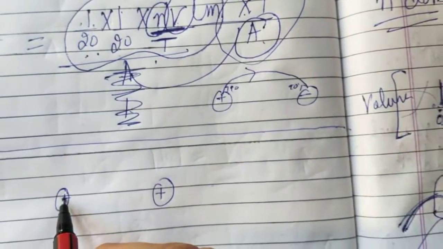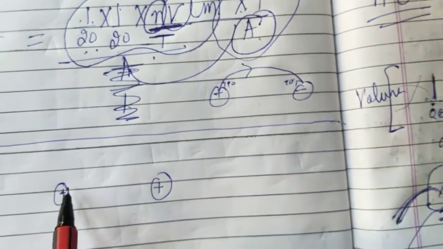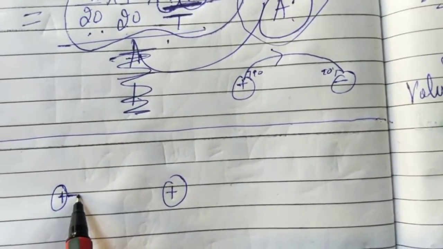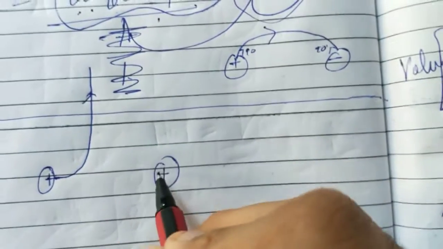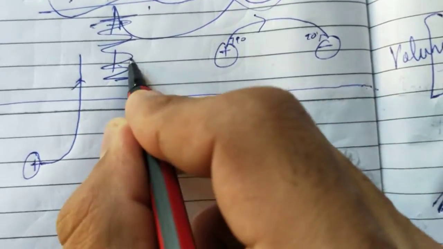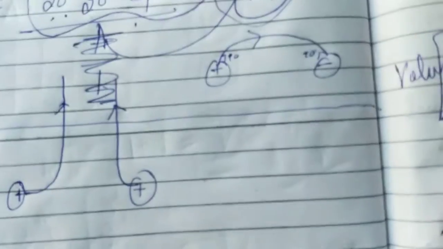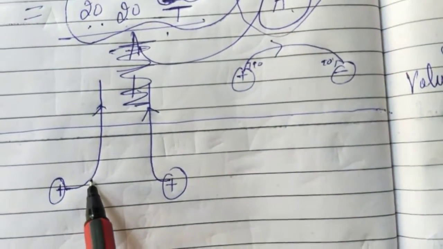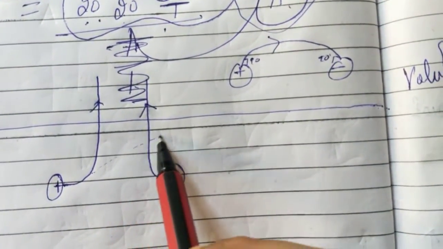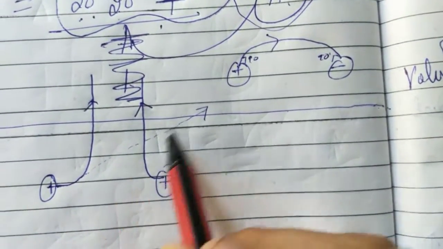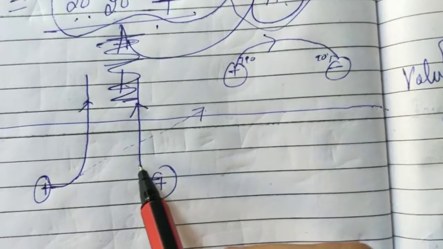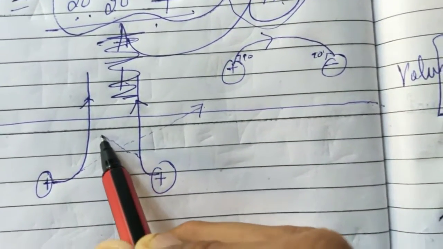Suppose they have started from this 90, making 90 degrees. They will move like this, and here it will move like this. This line wants to attain this direction. It wants to become a curve. This line also wants to become a curve like this.